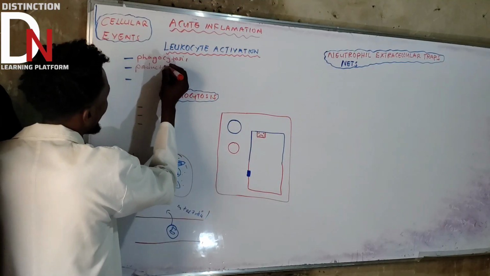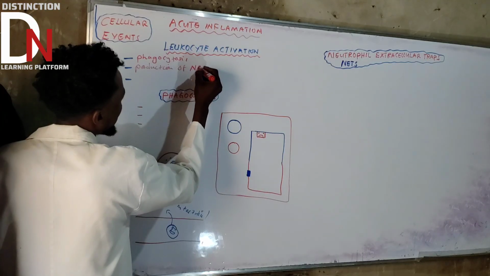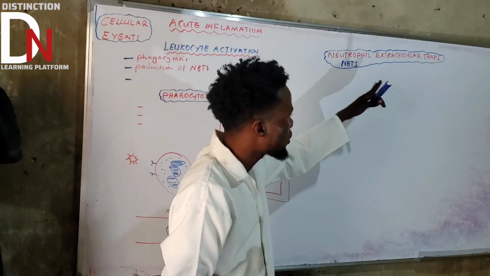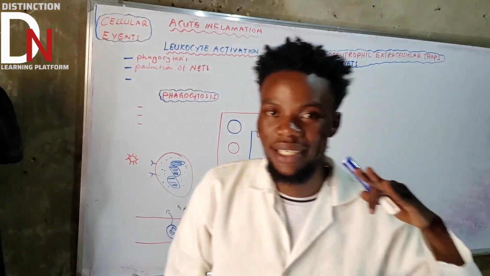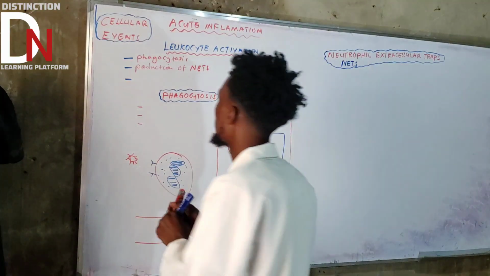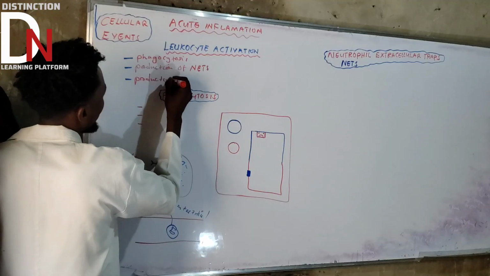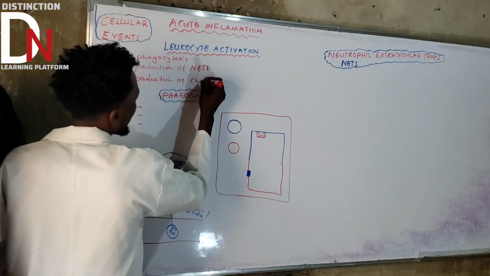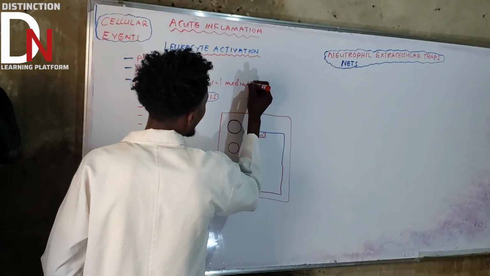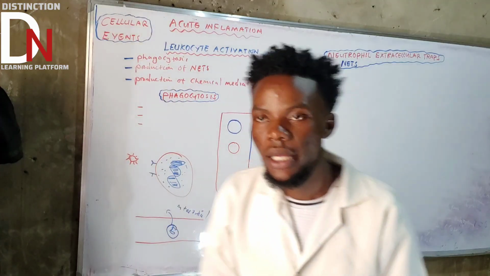The other aspect is production of NETs, which is neutrophil extracellular traps, which we talk about in detail. The last one is production of chemical mediators, which we talk about at the end of the video.